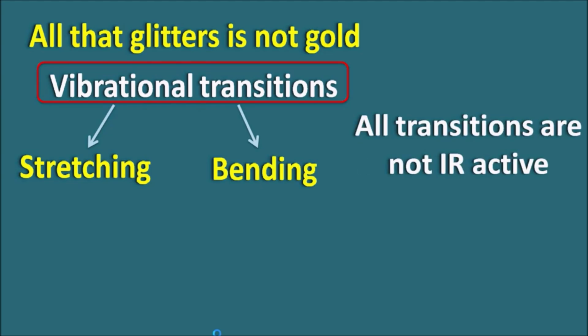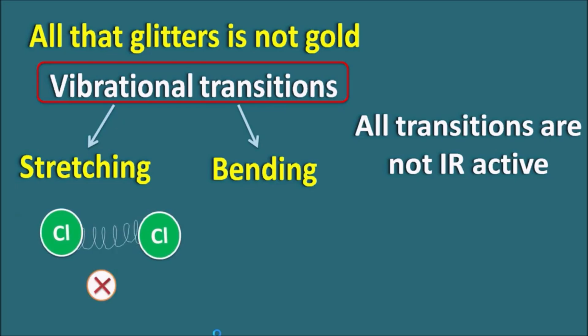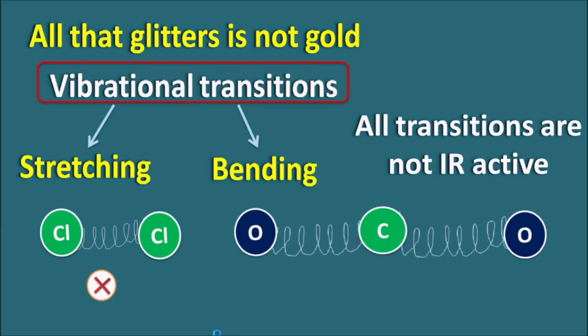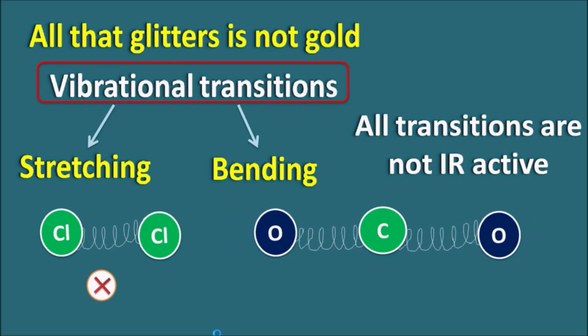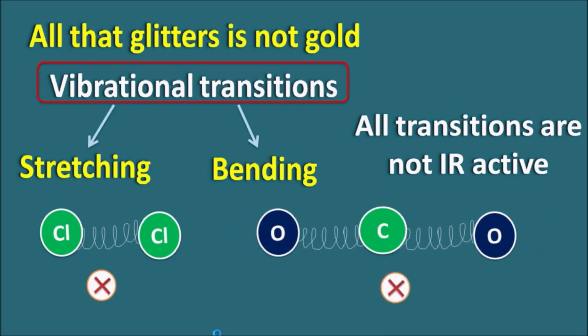For example, let us take one diatomic molecule like this. This is the chlorine molecule having two chlorine atoms. Suppose the IR radiation falls on the chlorine; it is going to stretch like this, but still it cannot absorb the IR radiation. Similarly, let us take another example, carbon dioxide, which is a linear molecule having the carbon attached with the two oxygen atoms by double bonds. And when it stretches or compresses like this, again it cannot absorb the IR radiation. So this type of stretching vibration is IR inactive.